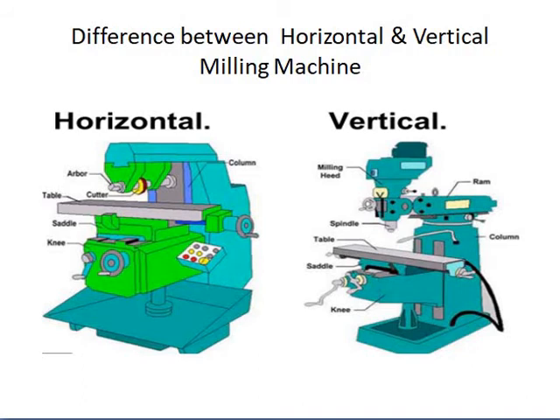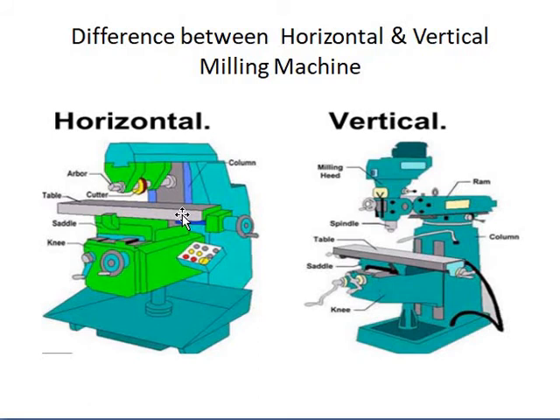So next we'll be discussing the difference between horizontal and vertical. You can see the horizontal machine here and the vertical machine. In the horizontal machine the spindle is horizontal and parallel to the work table, and in the vertical the spindle is vertical and perpendicular to the work table. In horizontal the cutter cannot be moved up and down, whereas in vertical milling machine the cutter can be moved up and down. In a horizontal milling machine the cutter is mounted on an arbor, and in a vertical milling machine the cutter is directly mounted on a spindle.